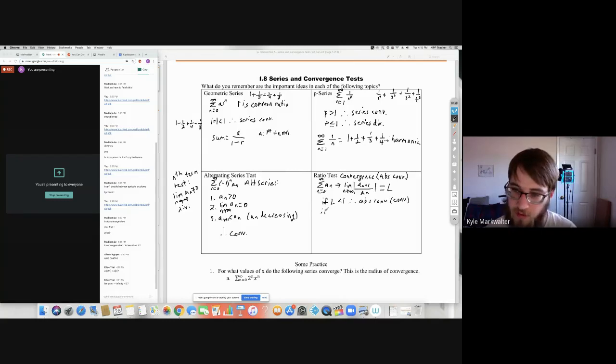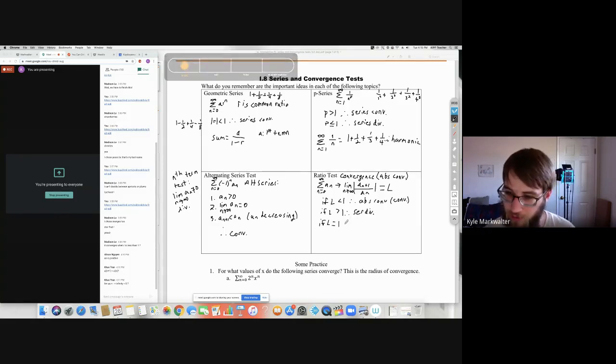If the limit we find, whatever it comes out to be, is greater than 1, then the series is divergent. And if it equals 1, then we're stuck. It's just inconclusive. It doesn't tell us anything.